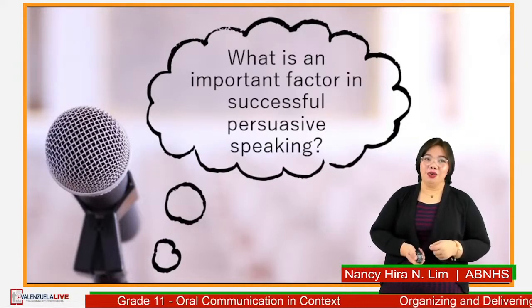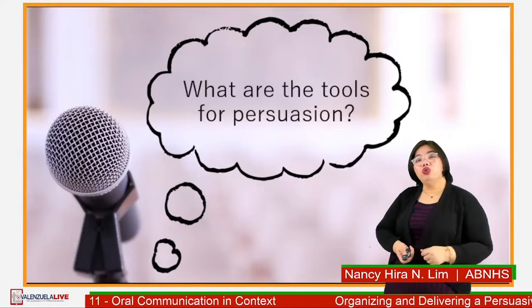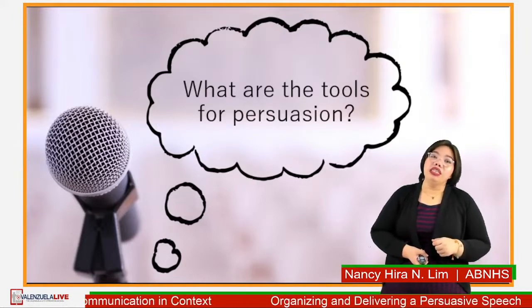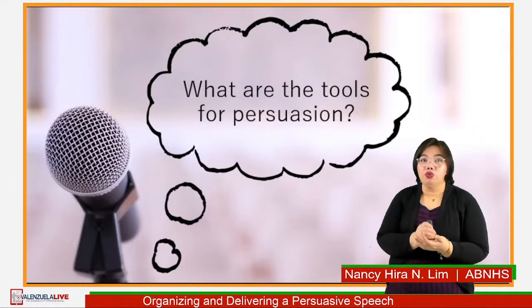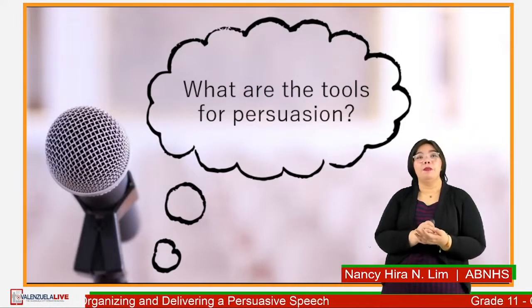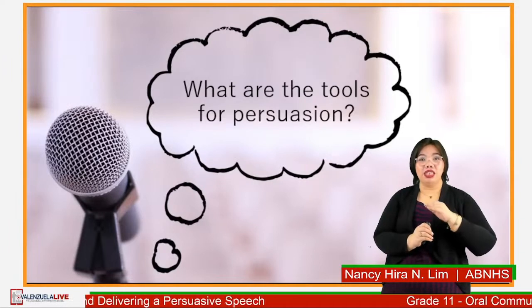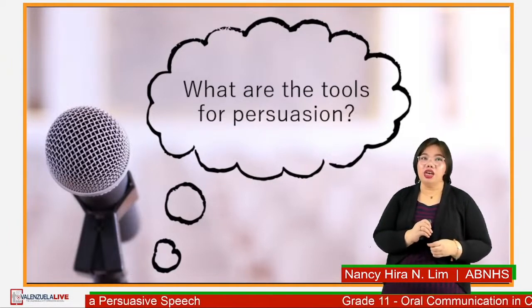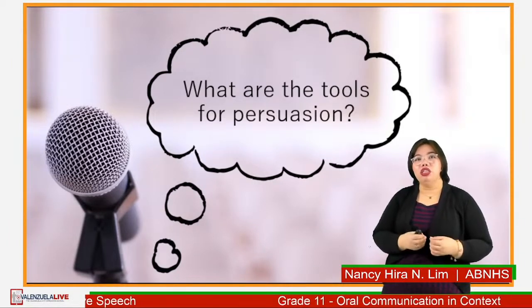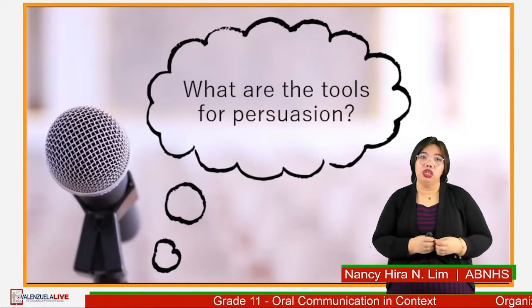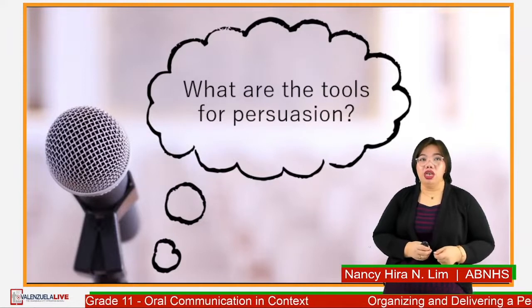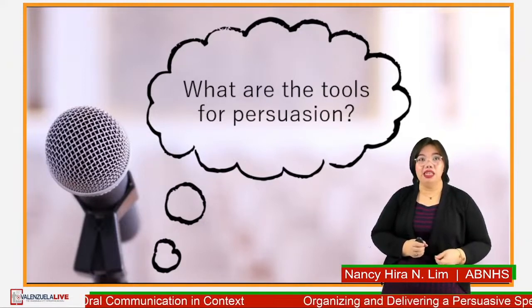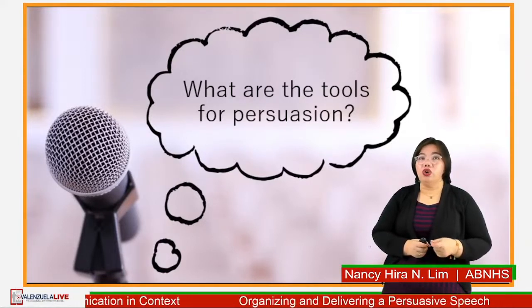For the second question, what are the tools for persuasion? Of course, aside from the speaker and the material, make sure that your speech would observe these three tools as well. We have the ethos, pathos, and the logos. Ethos is the ability to appeal to an audience based on your personal reputation and how others perceive you as a speaker. The pathos is the emotional-based appeal, and the logos is a logic or reason appeal.